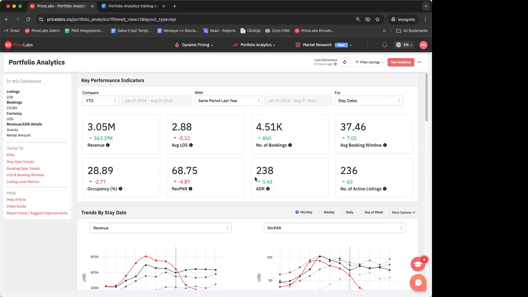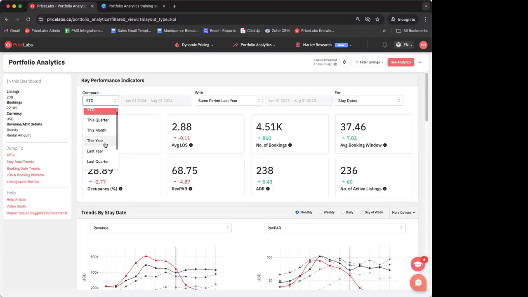All right, let's jump into why we're all here. So what are we looking at and how can you use it? These are most of those metrics that I just covered. By default, when we load portfolio analytics, we're going to be looking at the KPIs for year to date versus the same period last year for stay dates. Now, you can change this to view data by the quarter, by month, this year, this year being the entire year and not just year to date.